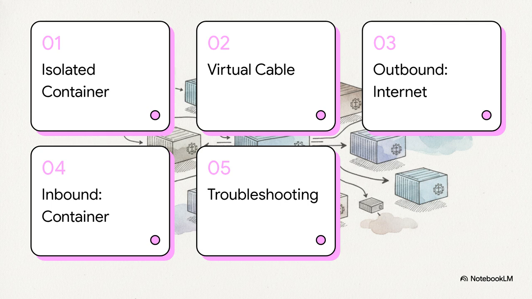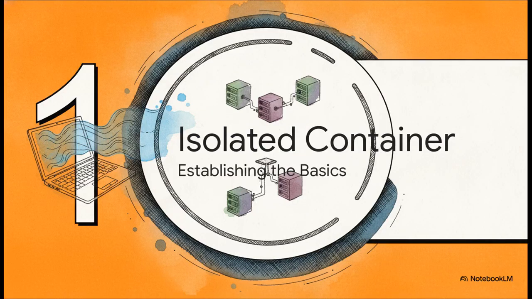Here's our roadmap for the Explainer. We'll start with the isolated container world, move to the virtual network cable, look at outbound traffic reaching the internet, inbound traffic reaching the container, and finally, some golden rules for Docker troubleshooting. Section 1. The isolated container world.